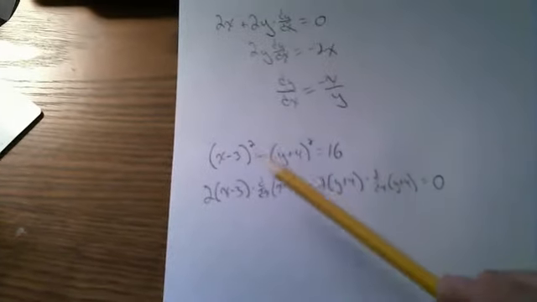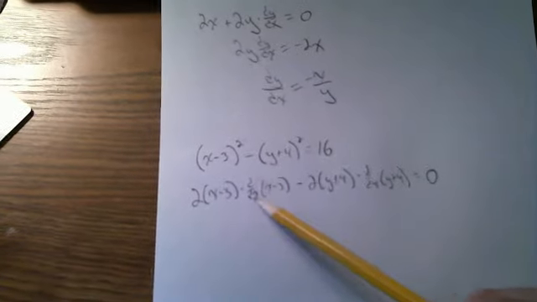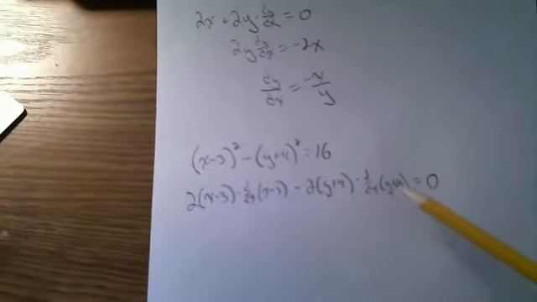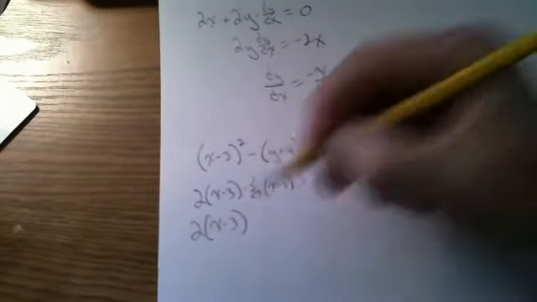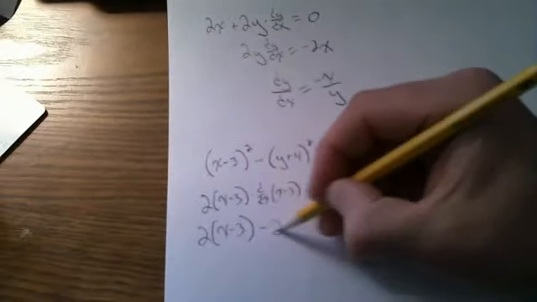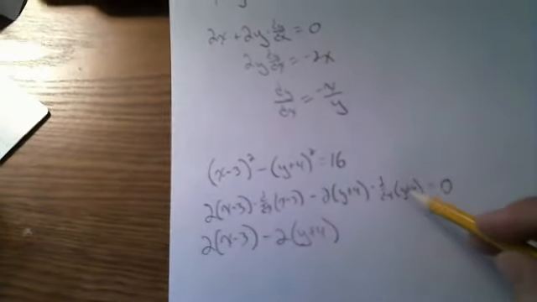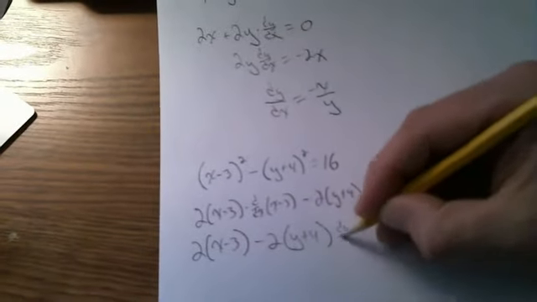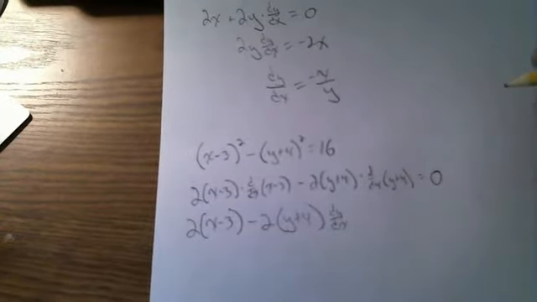Okay, just to review what I did there. Chain rule, bring the 2 down, leave the inside alone. Take the derivative of the inside with respect to x. Power rule, bring the exponent down, leave the inside alone, take the derivative of the inside, which I have not done yet. So let's just take the derivatives of the inside now. Derivative of x minus 3 is 1, minus 2 times y plus 4 times the derivative of y plus 4 with respect to x, which is, well, the derivative of y is dy dx, and derivative of 4 is 0.